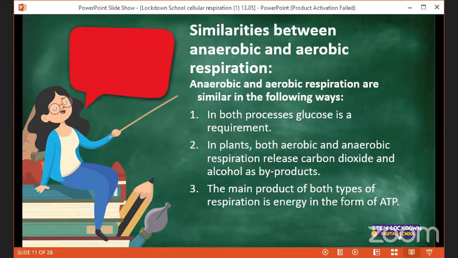The second thing to note is that in plants, both aerobic and anaerobic respiration release carbon dioxide, alcohol as byproducts. And the third thing is the main product of both types of respiration is energy in the form of ATP. So these 3 points, guys, are very important to note.